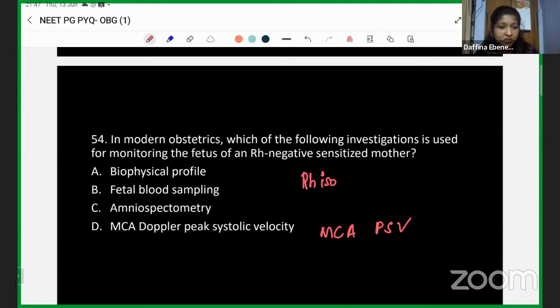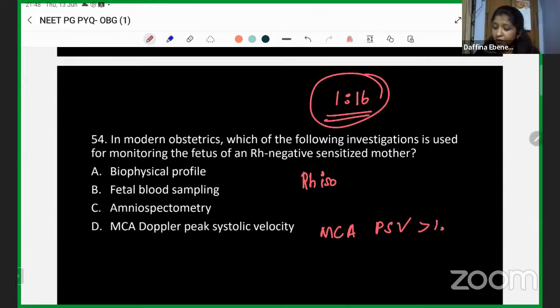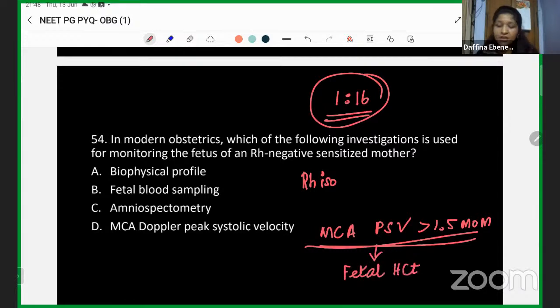ICT in dilution, what is the critical titer? Critical titer is 1:16. If the titers are touching 1:16, then you have to go to the next step, which is MCA peak systolic velocity. More than 1.5 times MOM is the cutoff. If it is more than 1.5 times the MOM, then you have to go ahead with fetal blood sampling. You have to do a fetal hematocrit and find out if there is fetal anemia or not. If there is fetal anemia, it might require intrauterine transfusions. So the diagnosis will be based on the MCA Doppler peak systolic velocity.